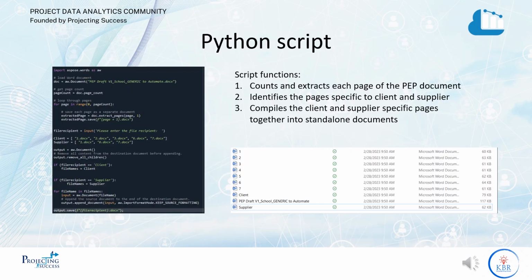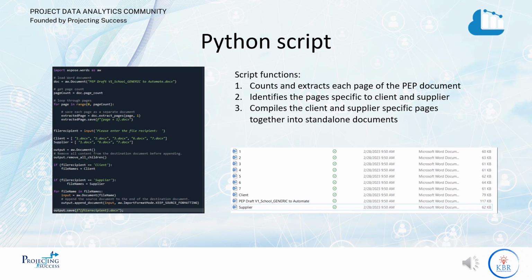One of the pain points in the challenge was that different versions of the PEP need to be sent to different recipients. So I created this code in Python that extracts all the pages of the PEP and compiles them into separate documents based on the pages that that specific recipient should be able to see. For example, the client being able to see mostly everything, but the supplier not being able to see the cost or any client details.